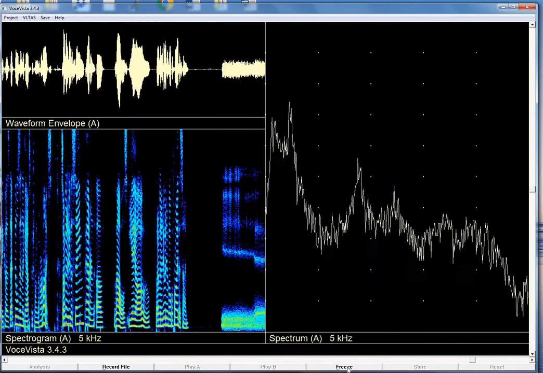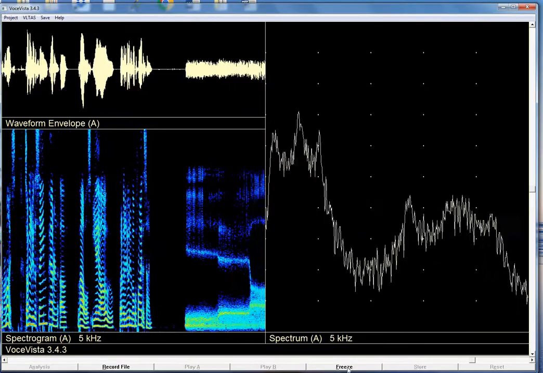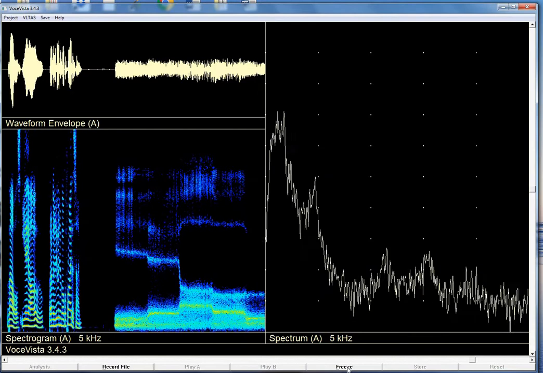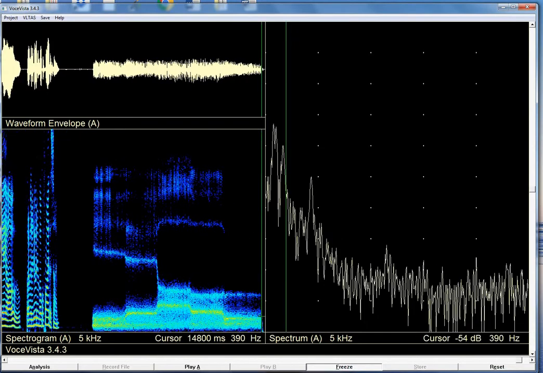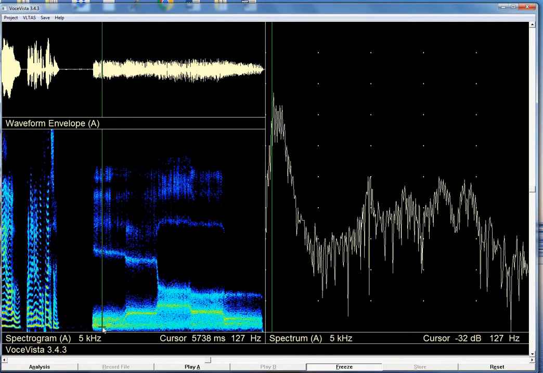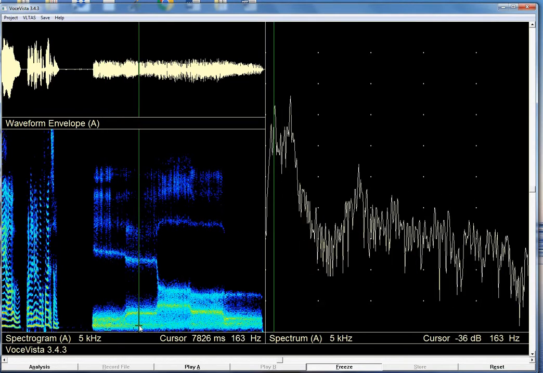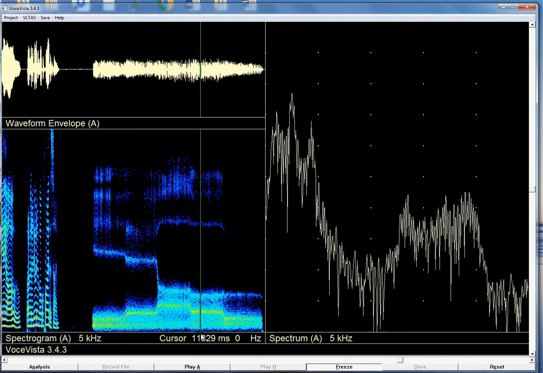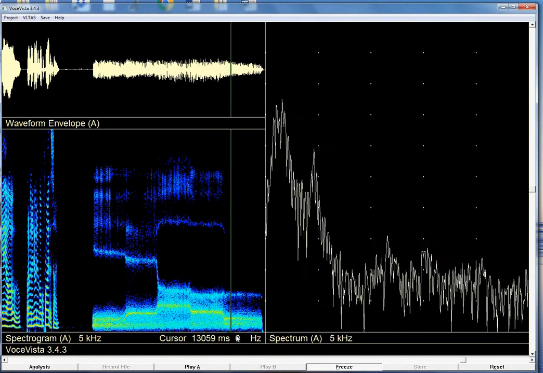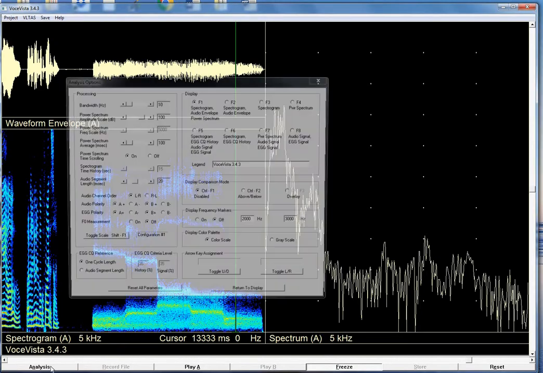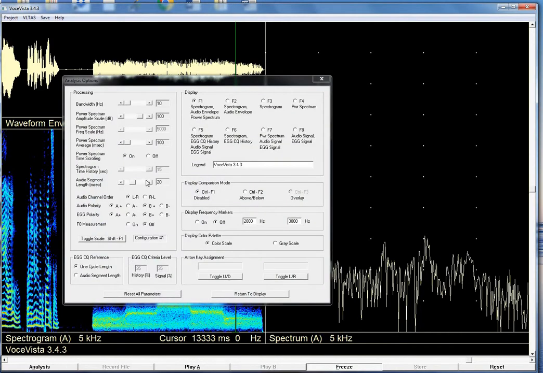E, A, Ah, O, Oo. All right, so here's E, A, Ah, O, and Oo. We can smooth that out by adjusting some of the analysis parameters just a little bit.